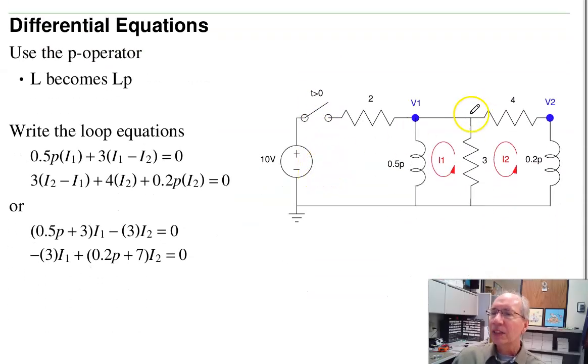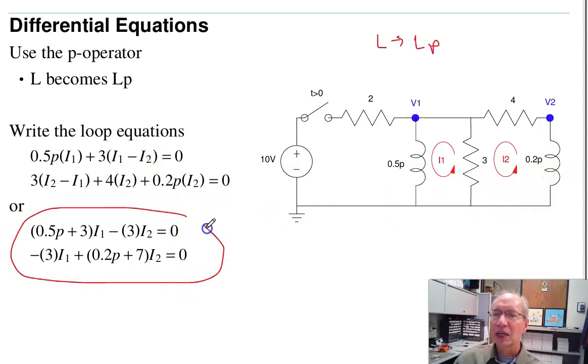Okay, next, find the differential equations. Again, for inductors, the inductance goes to L di dt, or L times P. P means derivative. Do your current loops. Around this loop, 0.5P times I1 plus 3 times I1 minus I2 equals 0. Around this loop, 3 times I2 minus I1 plus 4I2 plus 0.2P I2 equals 0. Doing some algebra, I get these two equations.